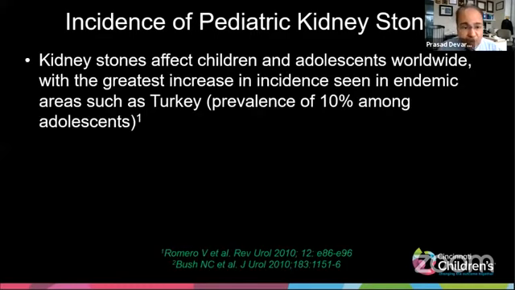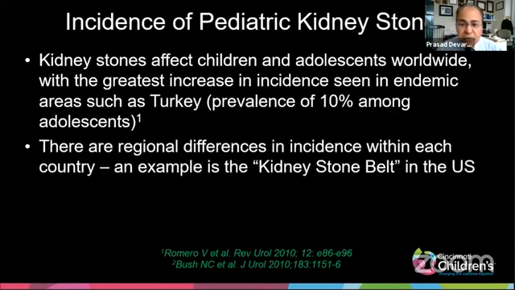It affects children worldwide. The greatest increase in incidence is seen in certain endemic areas. For example, in Turkey, 10 to 20% of all adolescents have kidney stones. 10 to 20, 1 in 5 kids have kidney stones in Turkey. Very, very common. And many other countries have what are called stone belts.